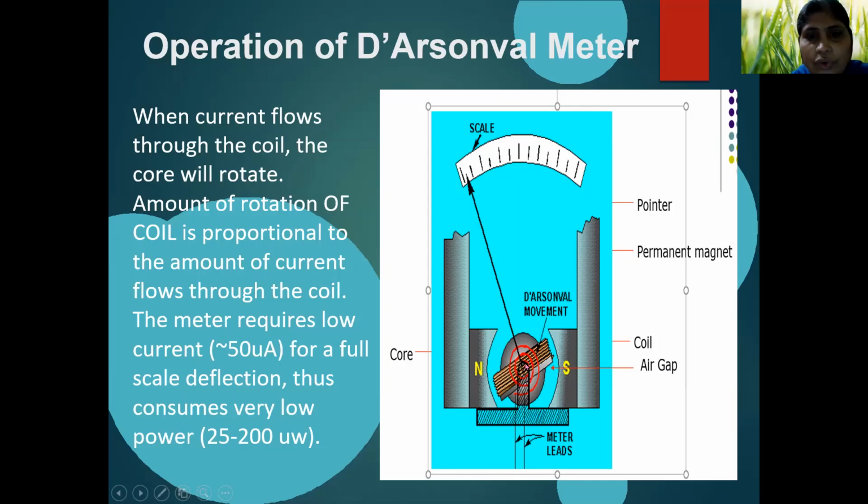The amount of rotation of the coil is proportional to the amount of the current flowing through the coil. So the amount of movement of this pointer is directly proportional to the amount of the current flowing through the coil. The meter requires very low current for a full scale deflection. This is approximately 50 microampere. And so this consumes very low power, approximately 25 to 200 microwatt. So this is the basic construction of the d'Arsonval meter or the galvanometer.